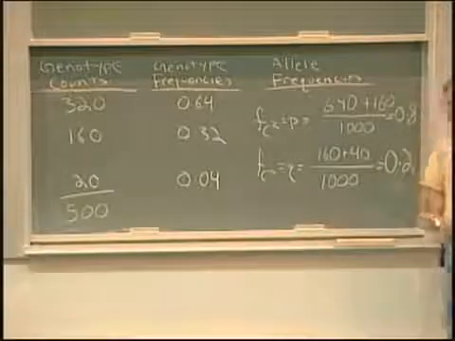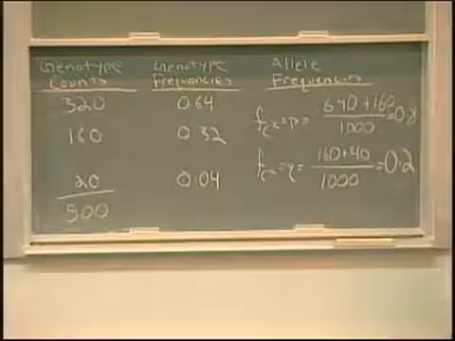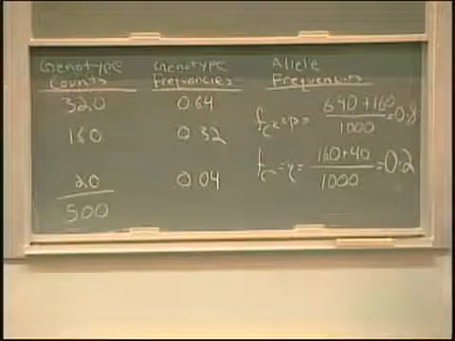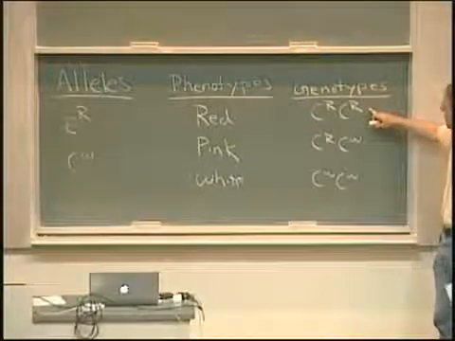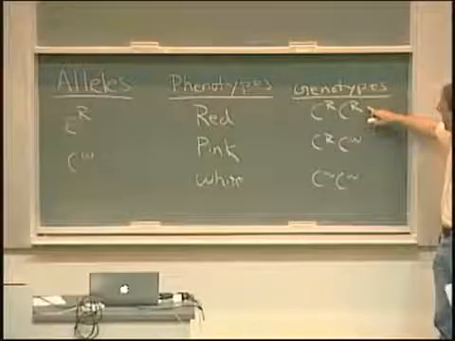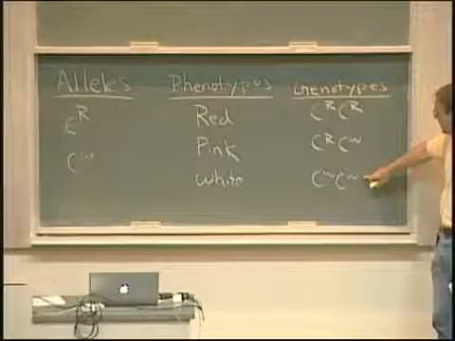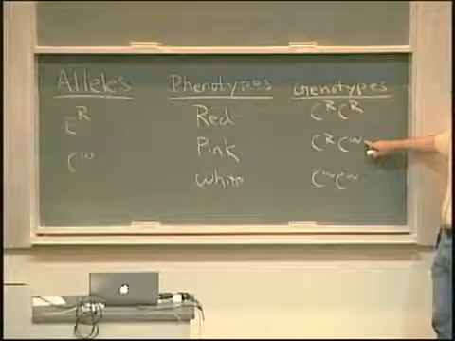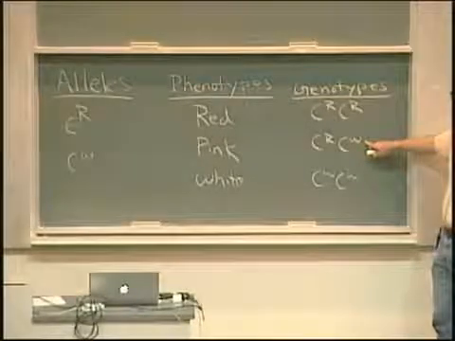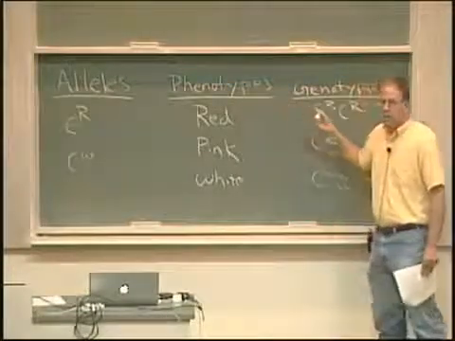And you can always do the obvious check, which is, you add up these two frequencies, and they should sum to 1. And if they don't, you better go back and redo things. The phenotypes were completely determined by the genotypes, of course, where if you're homozygous for the CR allele, you have red flowers. If you're homozygous for the CW allele, you have white flowers. And if you're heterozygous, you have pink flowers. And this is a situation where you can actually just look at the phenotype and you can determine the genotype.